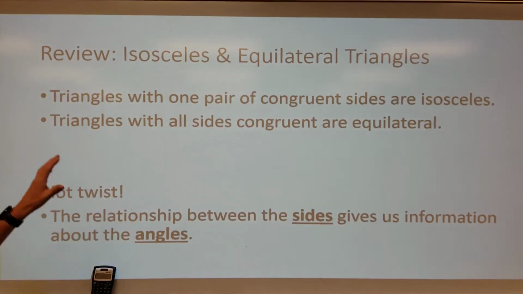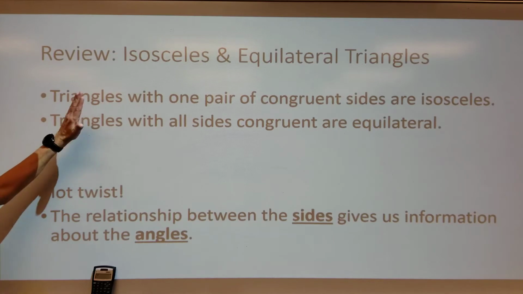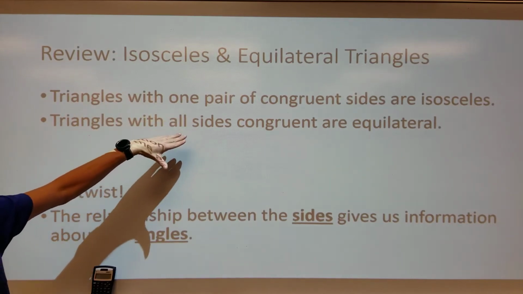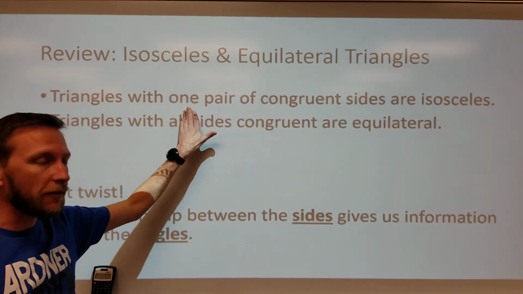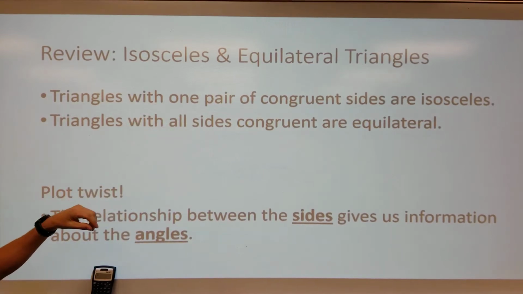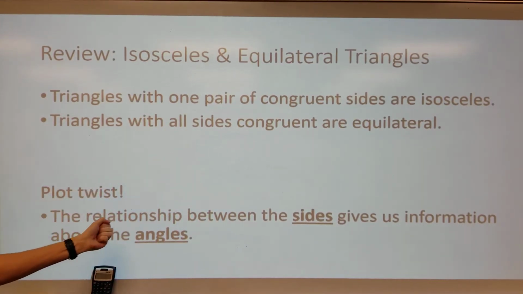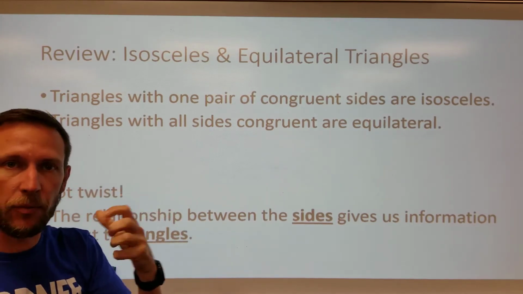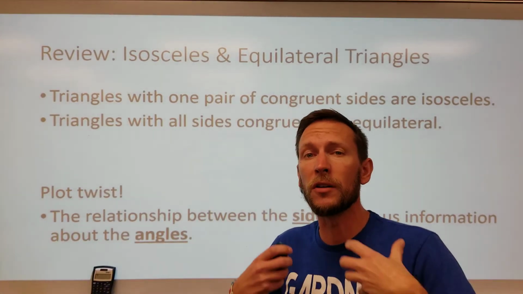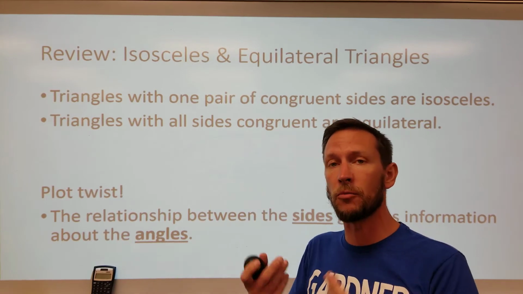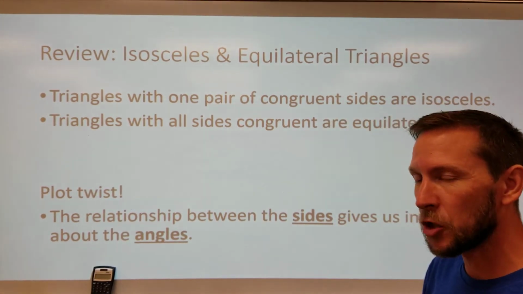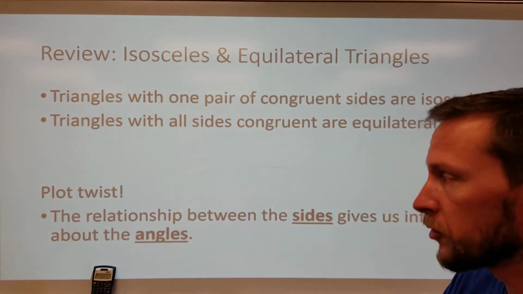All right? And so first we want to make sure that we understand what isosceles and equilateral triangles are. And so here's kind of that summary definition: where you have a pair of congruent sides, that's isosceles; where all the sides are congruent, that's equilateral. The plot twist today is knowing the relationship amongst those sides in a triangle is going to inform us about relationships amongst the angles. And so it's kind of a cute trick how this works within triangles.